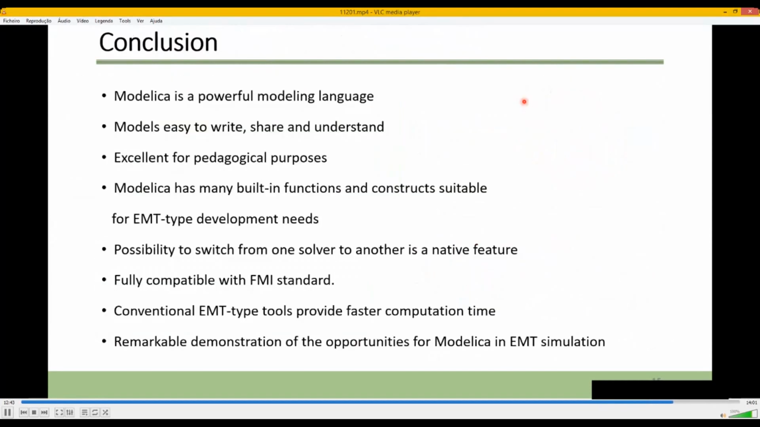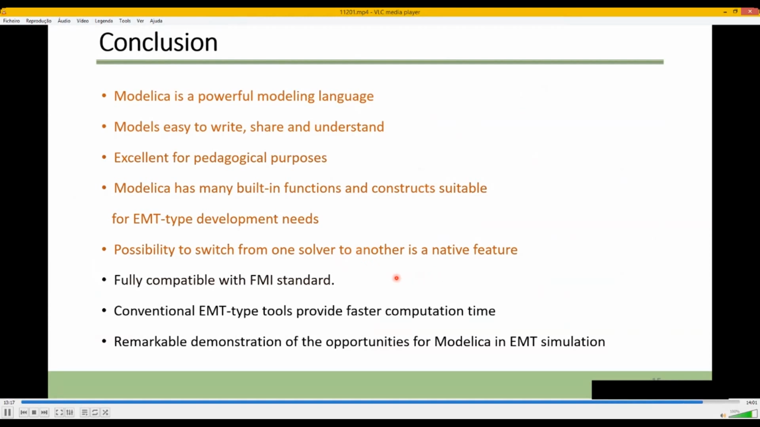Let's wind up our presentation with the conclusion. It's been said that Modelica is a powerful language for EMT simulation. The two major electrical elements, I mean the wideband and CP model, are demonstrated here. It's observed that Modelica models are easily readable and understandable, which is super important for pedagogical purposes. We saw how the built-in operators such as derivative and delay can make modeling easier. Since the model is decoupled from the solver, it's possible to switch from one solver to another, which is a native feature.